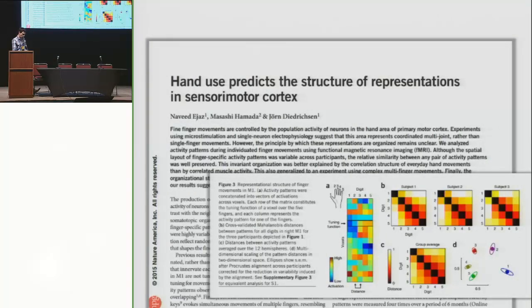It's also not just perception. Here's a study that came out a couple of weeks ago from Jörn Diedrichsen's lab, where they showed that hand use predicts the structure of representations of digits in sensorimotor cortex. So they looked at the representations of the 5 digits of the hand in sensorimotor cortex, and they had different models for predicting that representational space, and found that the functional use model best predicted the structure.